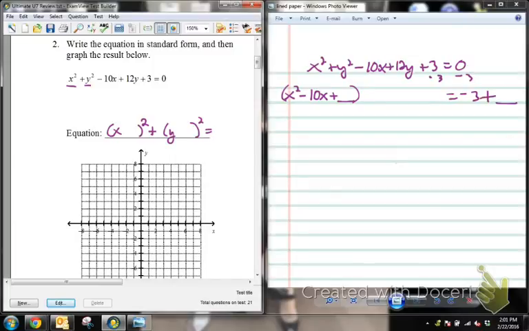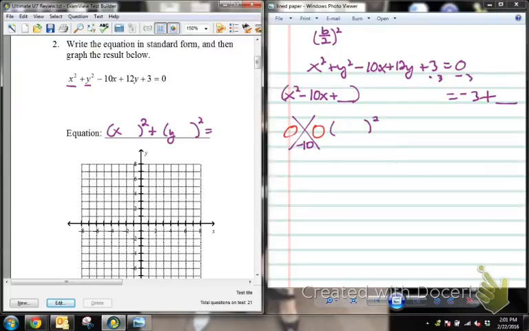Now, depending on how your teacher showed you, there's different ways to fill in that blank. Some of them might have shown you a formula that looked like this: (b/2) squared. What I typically did is I showed the diamond, where the -10 would be on the bottom.